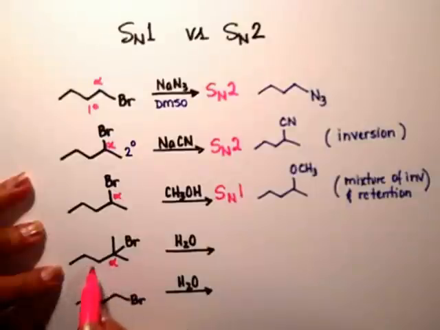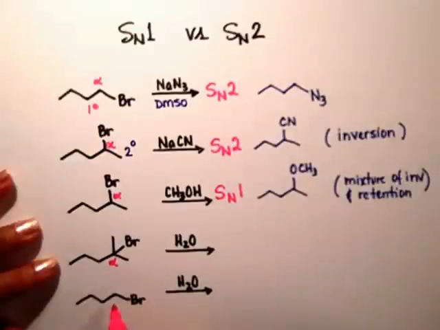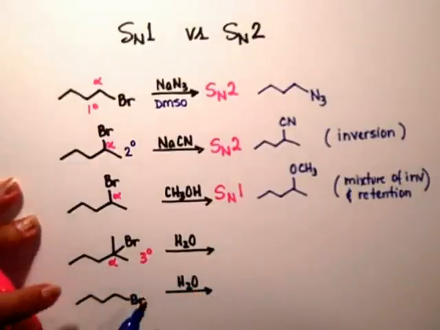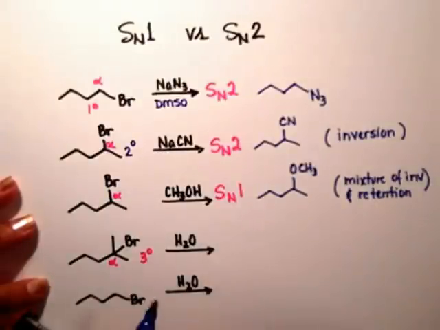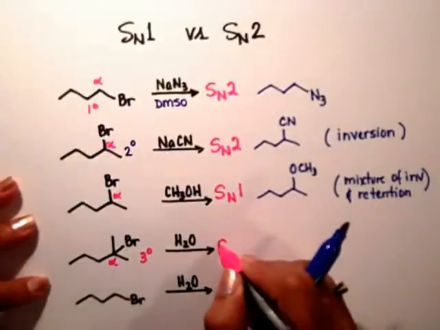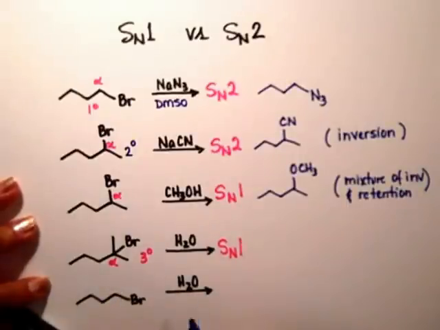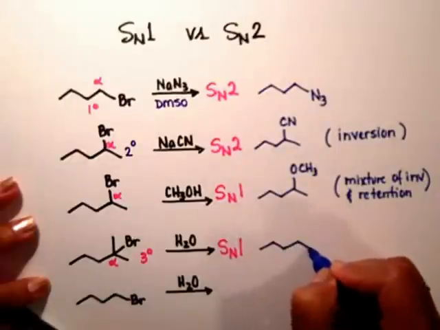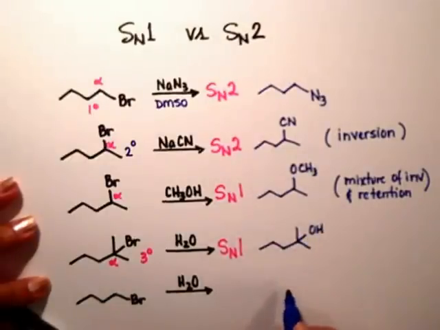Can you classify this alkyl halide for me? Is it primary, secondary, or tertiary? This is a tertiary alkyl halide, and a tertiary alkyl halide cannot undergo an SN2 reaction. So this has to be a carbocation mechanism. It has to be the SN1 reaction. And we are going to substitute the halide for the OH.